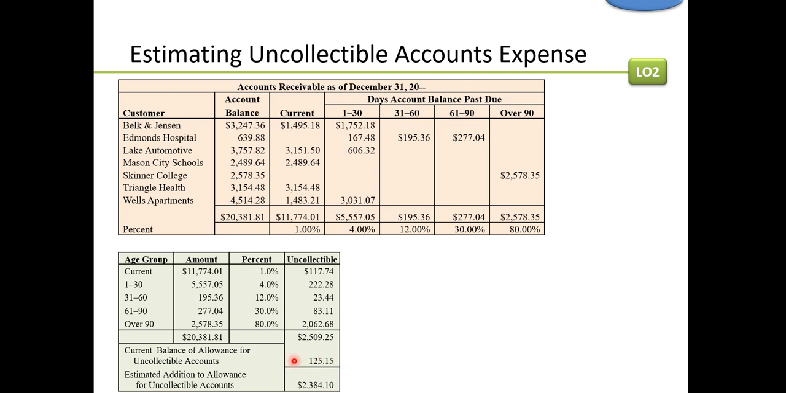Now, you had this account already created. Some of the money you had in that account was not used. So it's going to offset how much you need to add to it. So basically, you want to have that account balance at $2,509.25. So how much more do you need to add? You need to add $2,384.10.